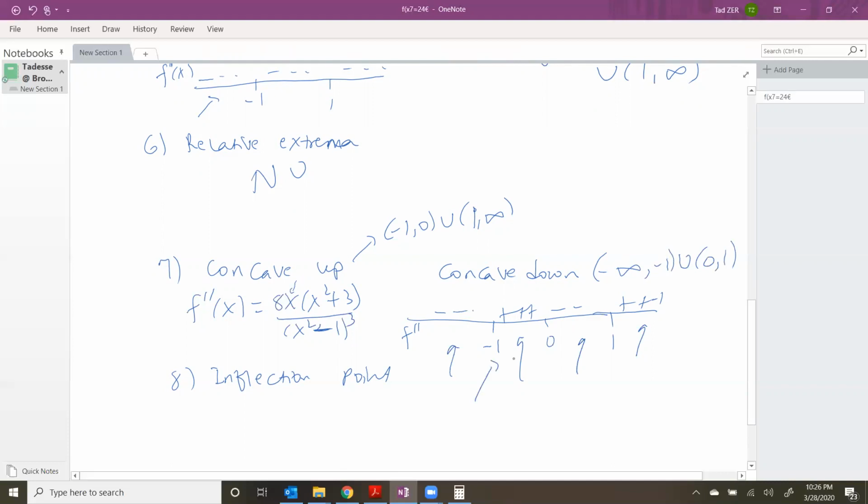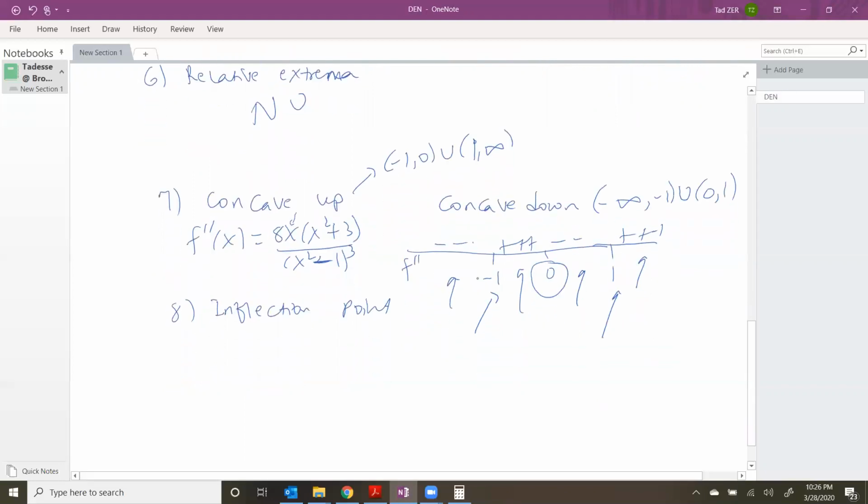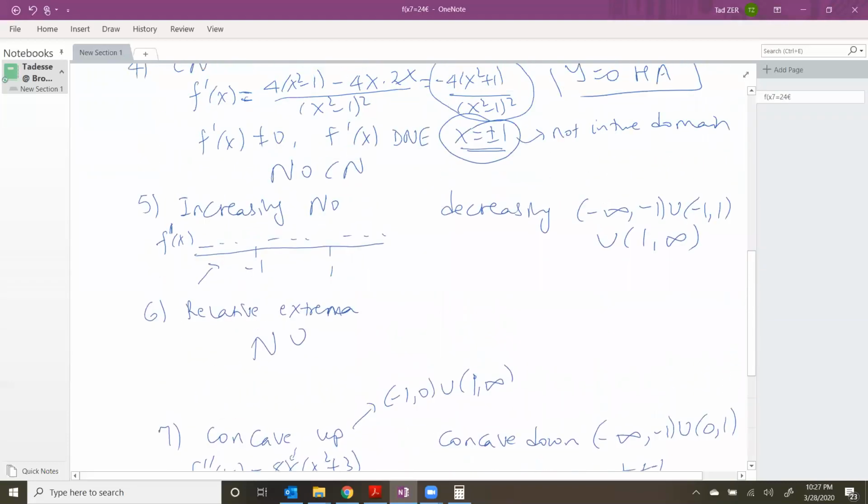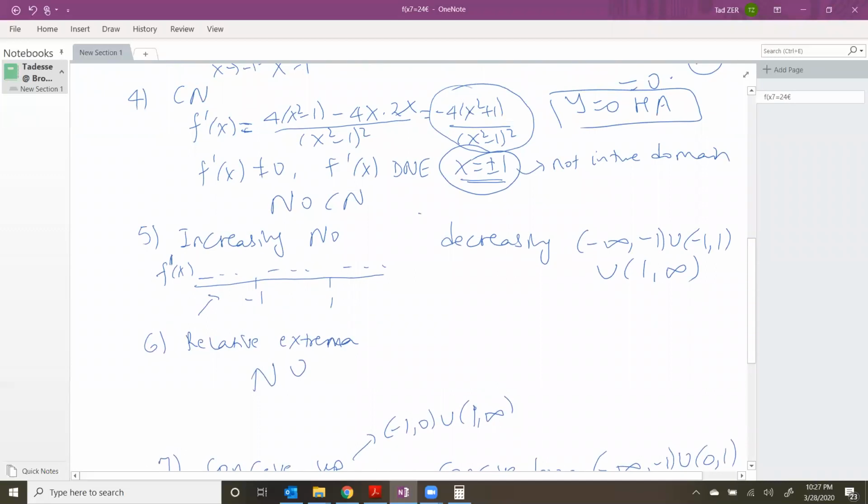Now, you can see that negative 1 and 1 are vertical asymptotes, so there is no tangent line, so it cannot be an inflection point. So the only inflection point would be at 0. So at 0, it changes from concave up to concave down. And at 0, we have a tangent line, because if you see the derivative at 0, the derivative at 0 is what? Here, I'm plugging into the derivative.